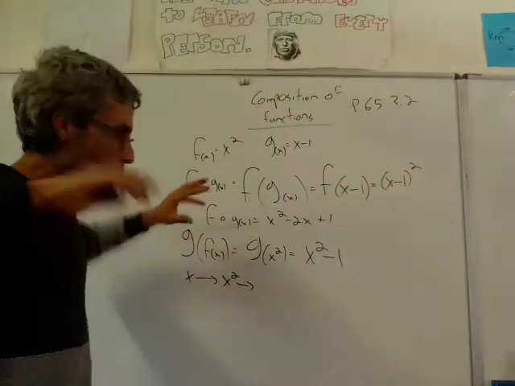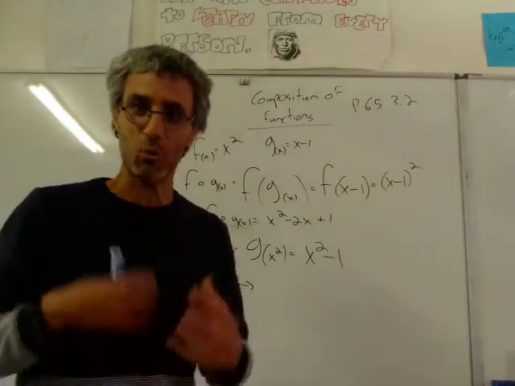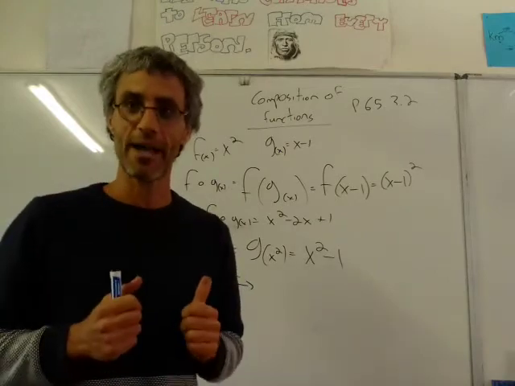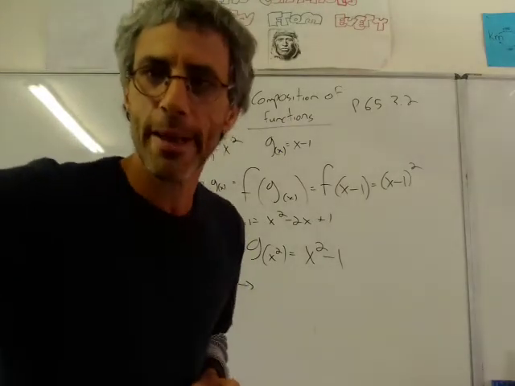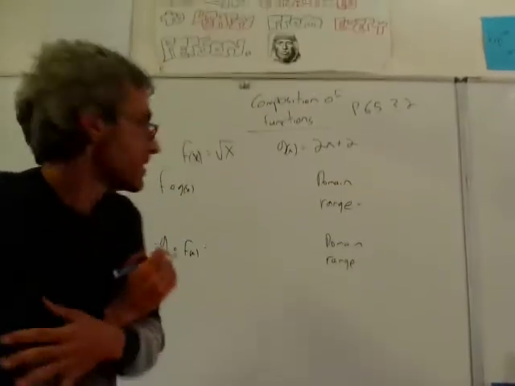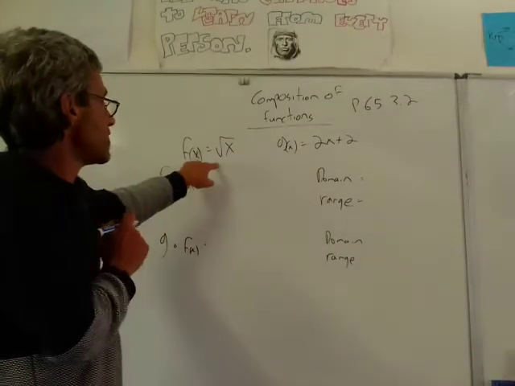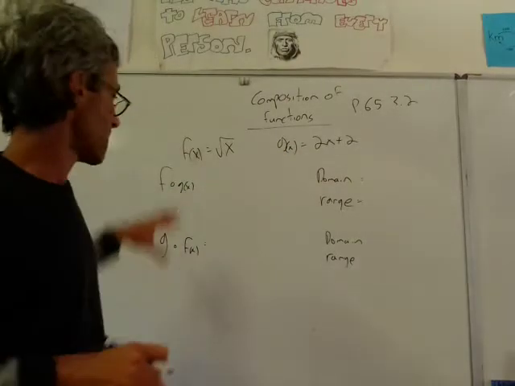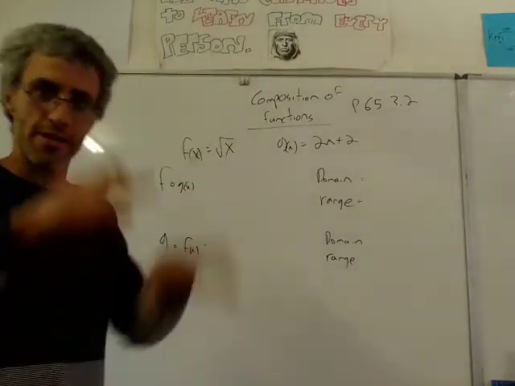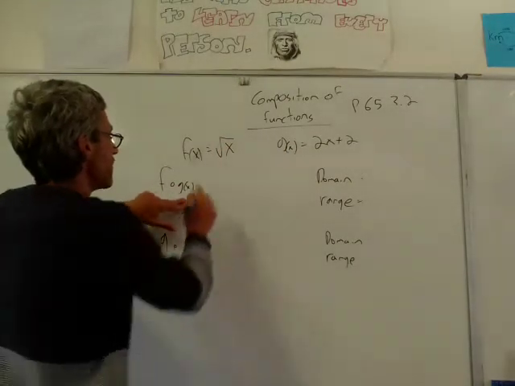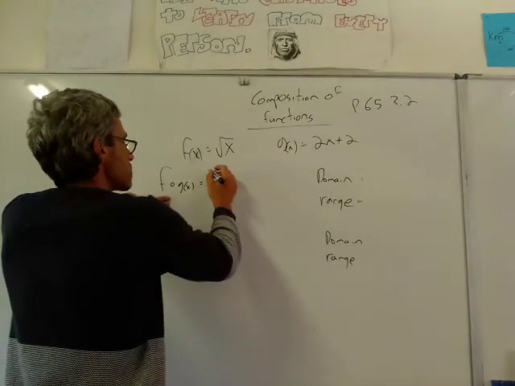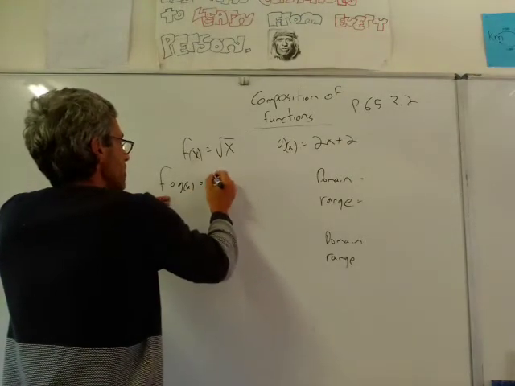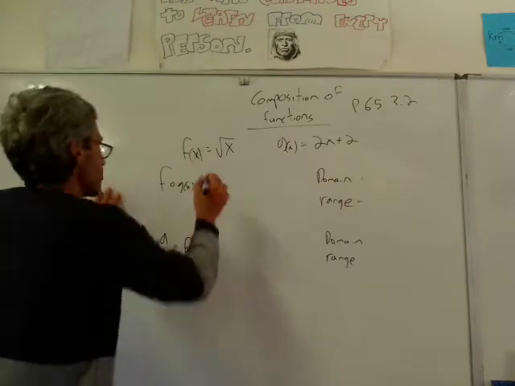So the order of the combination or composition of function definitely matters. Let's do a couple more examples. Next example: we've got these two functions, square root of x and 2x plus 2, and we're asked again to create a combination in different orders. So f of g of x. I will just always write it and break it down.